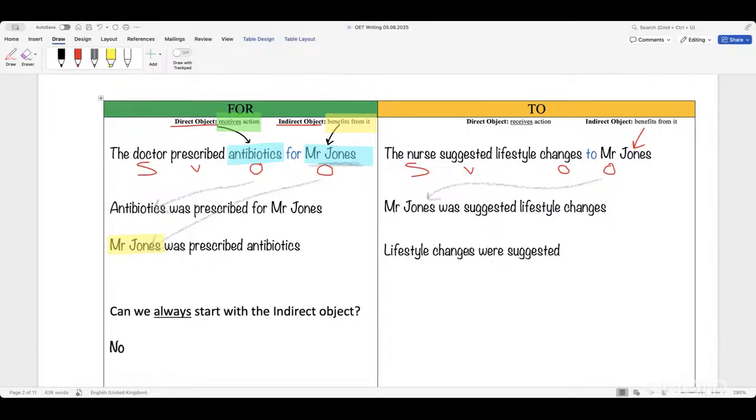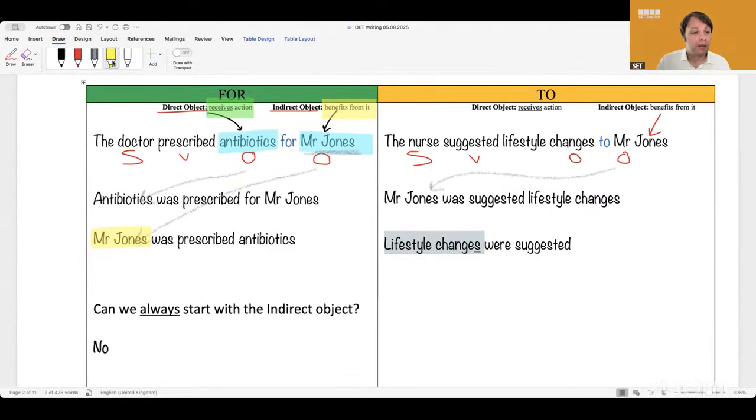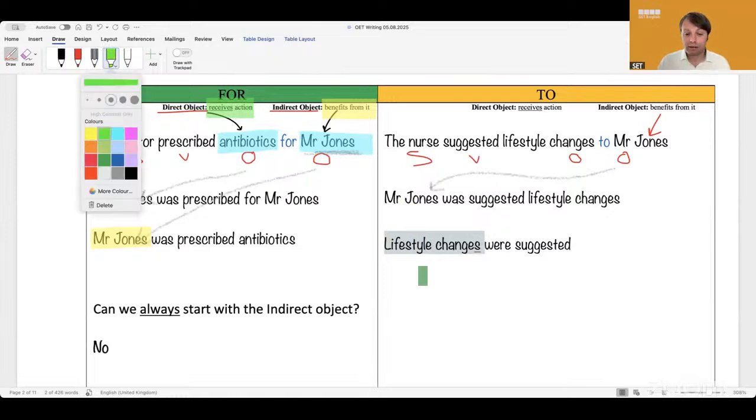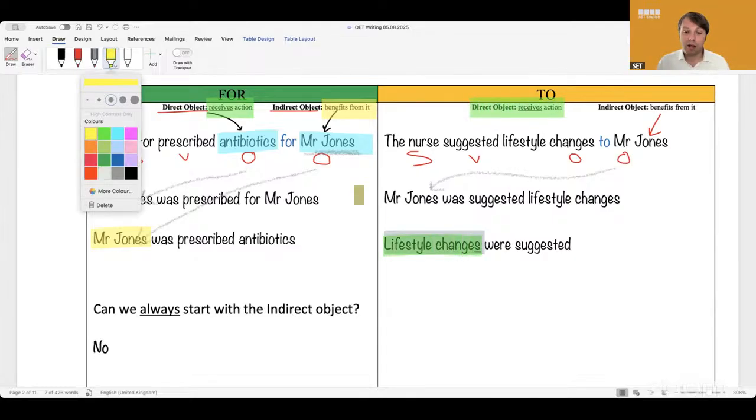Were. Antibiotics were prescribed for Mr. Jones. No, you can say lifestyle changes were suggested. It's okay. Esma, is this the direct or the indirect object? Direct object. Is she right, guys? Yes, that's the direct object. Okay. And Mr. Jones is the indirect object.